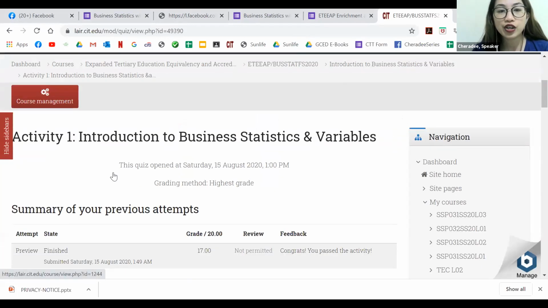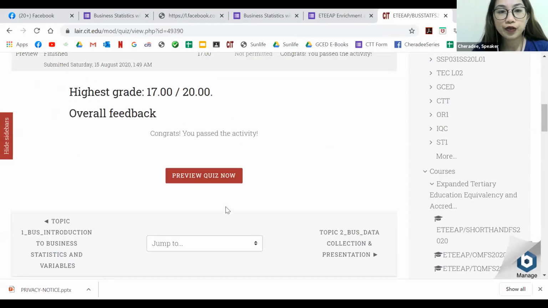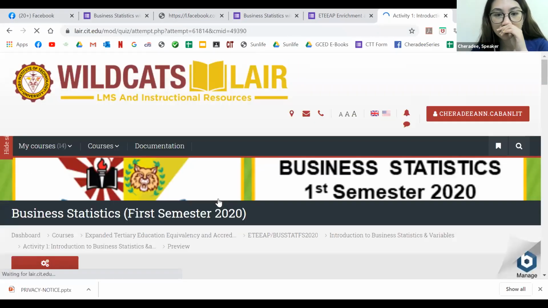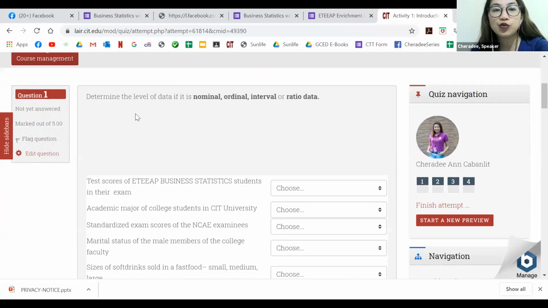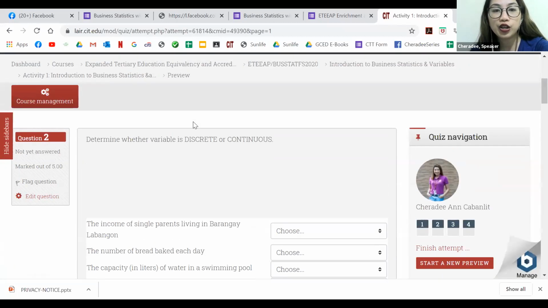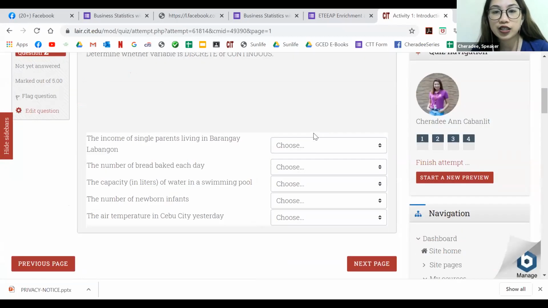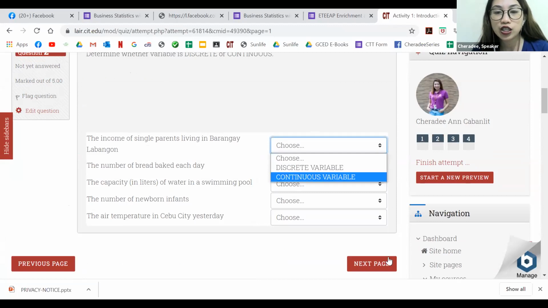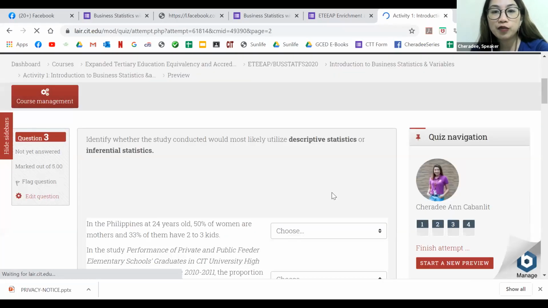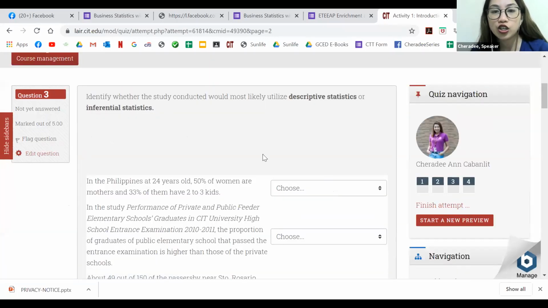So here, you're to answer. It's always a preview. Okay, preview quiz. Here is the first question: determine if the data is nominal, ordinal, interval, or ratio. Then on the next page, you determine whether it's discrete or continuous, so you just choose discrete or continuous. And the next one is to determine if it's descriptive or inferential.